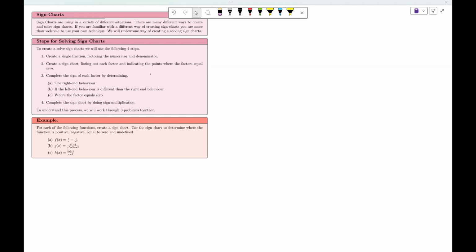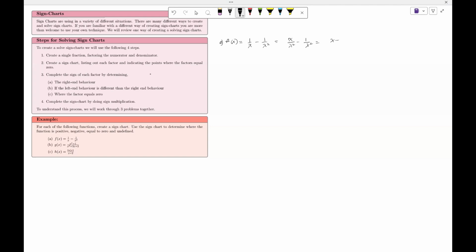Okay. And to understand this process, we're going to go through 3 questions together. So to start, we have A, which is f of x equals 1 over x minus 1 over x squared. Well, the first step is to make this equal to x over x squared minus 1 over x squared, which equals x minus 1 over x squared. We have shown that f of x equals x minus 1 over x squared. Now we can create our sign chart.